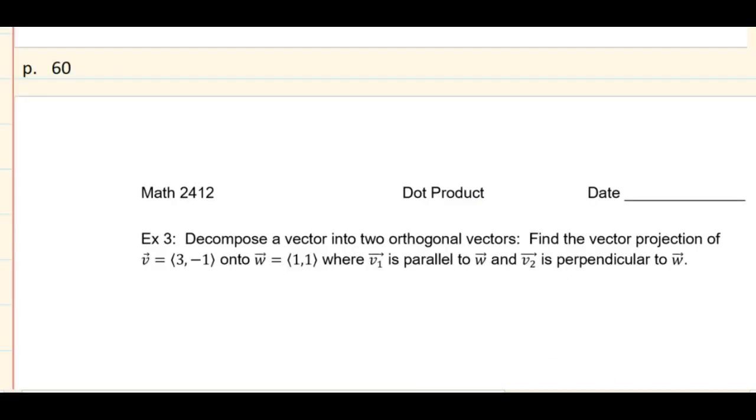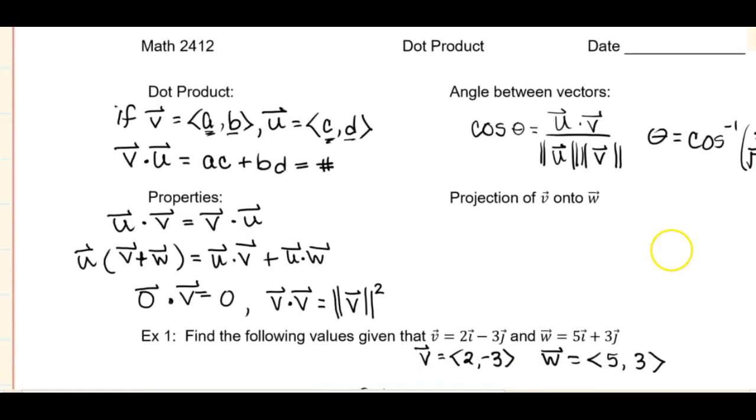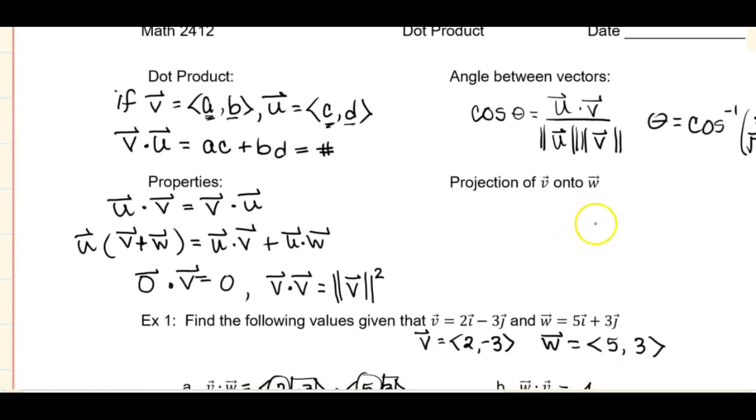If we move on to the next page and the next handout, we also see we're looking at example number 3 that says that we need to decompose a vector into 2 orthogonal vectors, which means we need to find a vector that has a projection of V onto W. And then they tell you where V1 is parallel to W and V2 is perpendicular to W. So let's come back up to the first page where we have our projection of V onto W. Remember, this is the formula that I said that I would give you.